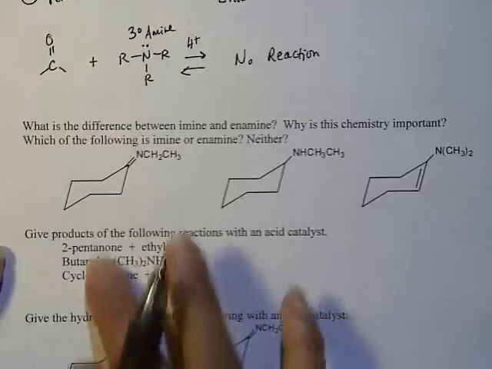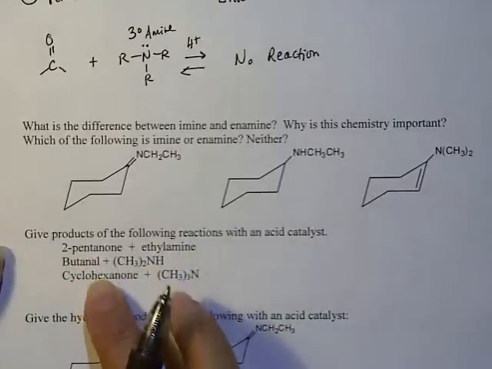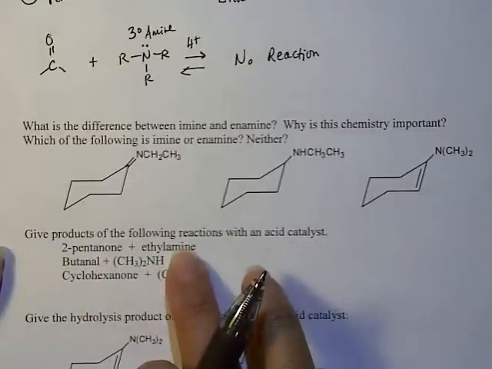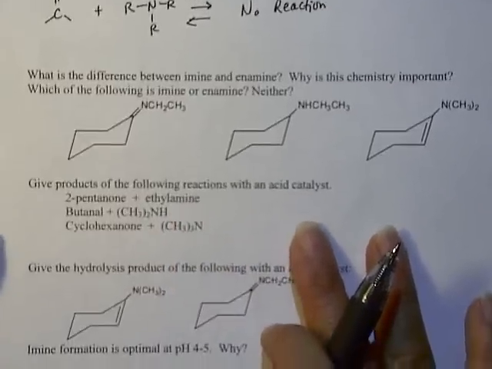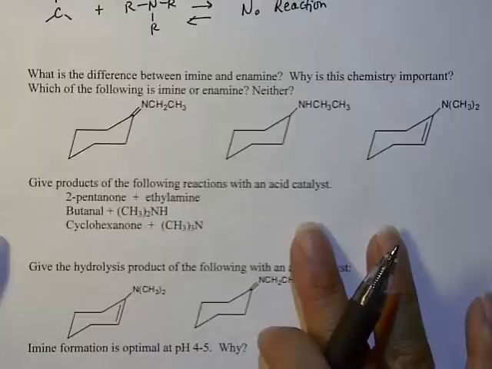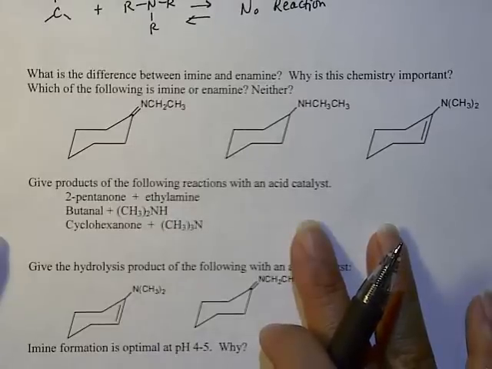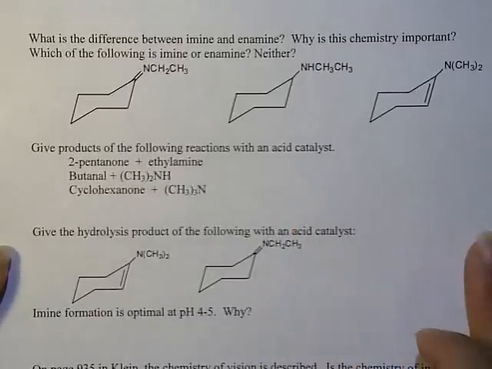You should be able to answer this question, draw these aldehydes or ketones, figure out whether you have a primary or secondary or tertiary amine, and give the product if possible. If not possible, then just write no reaction.